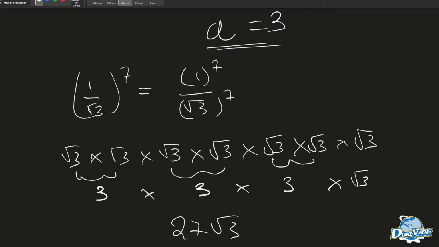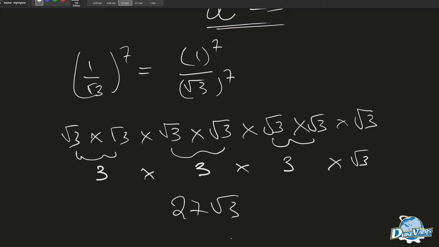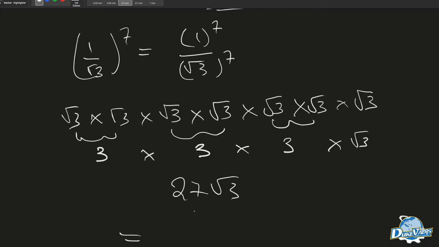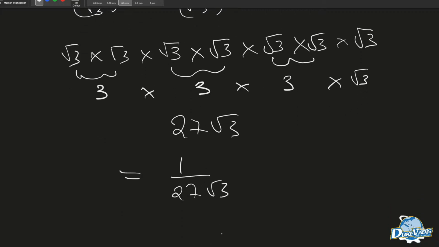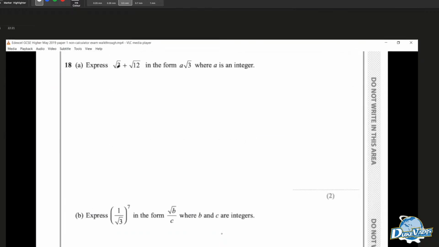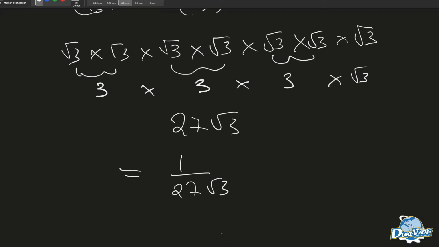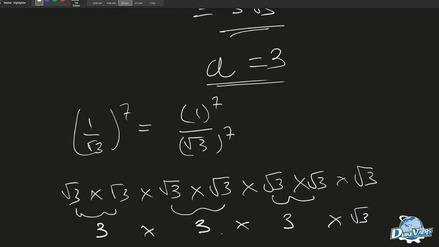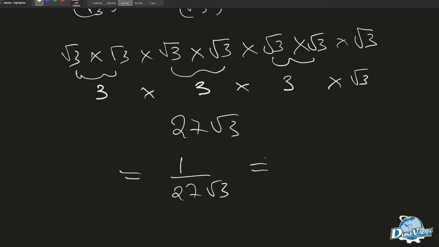And so what can we say? This is what we have, so our answer now becomes 1 over 27 root 3. But this is not what we expect to get, because we've been asked to put it in the form root B over C. Our expression is supposed to be root B over C, meaning we need to rationalize.